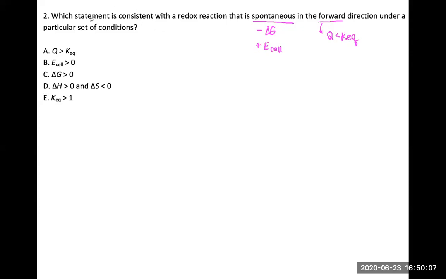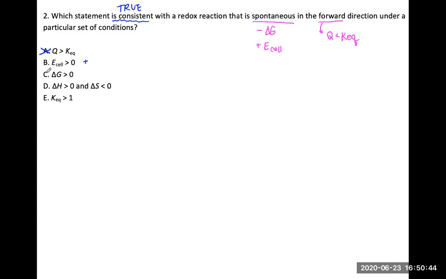We want to see that when it says is consistent, that's like saying is true. And so here for A, it says Q is greater than KEQ. And that's not going to be right because that would mean we have extra products and would instead go in the reverse reaction. So that's out. B says when E cell is greater than 0, which is a way of saying positive. And that matches with our prediction, so that seems like a viable answer choice, but let's look at the other ones just to be sure.